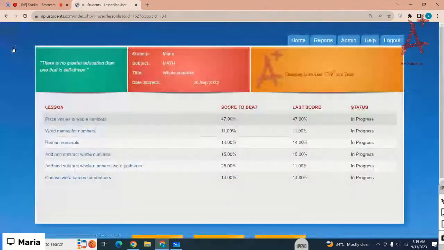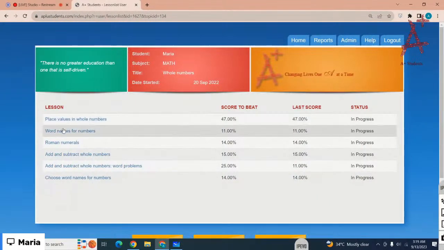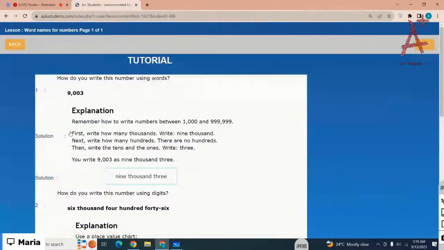The next lesson is word names for numbers. That's the word names I'm talking about, right? The basic thing is how do we read numbers in mathematics, right? So reading a number means you can write it in the word form.